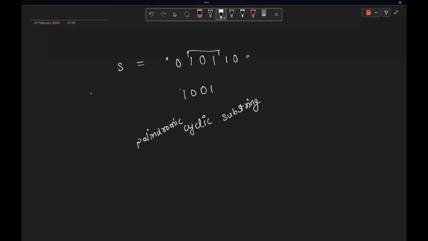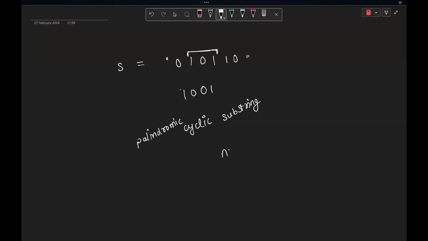We have been told that if there does not exist any palindromic cyclic substring inside S, then the player will lose. Otherwise, that player will have to choose a palindromic cyclic substring, and then delete any character from it. So basically, choose a palindromic cyclic substring and then delete one of the characters. It's up to you which character you delete.